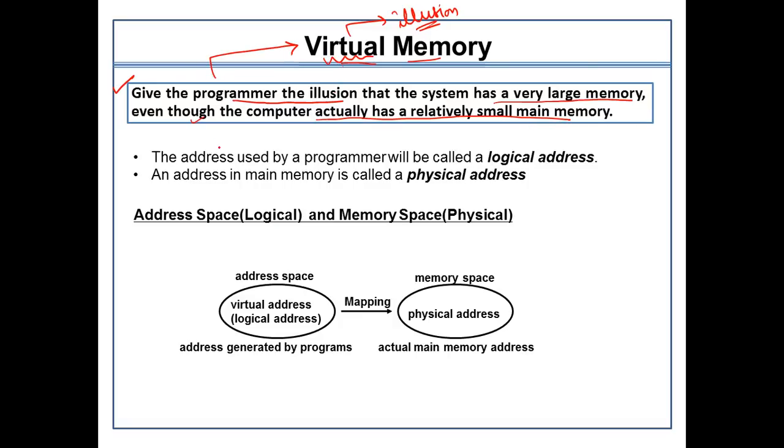Usually, when we deal with virtual memory, we deal with two aspects: one is the logical address and the other is the physical address. It is very important to understand what a logical address is and how it differs from the physical address. The address used by the programmer is called a logical address. Now, why will a programmer use a logical address? What is the reason behind that?